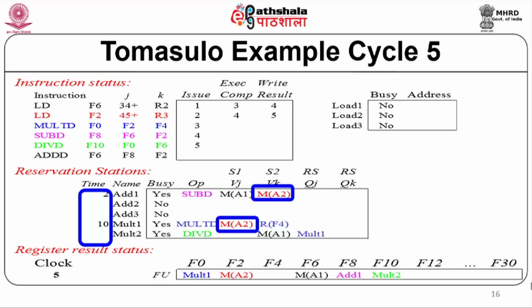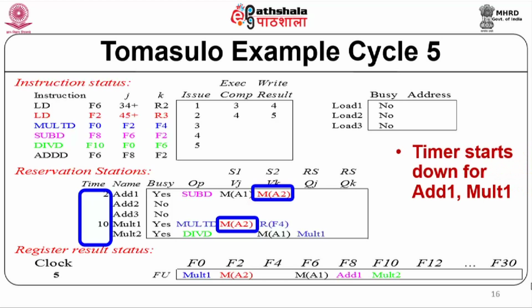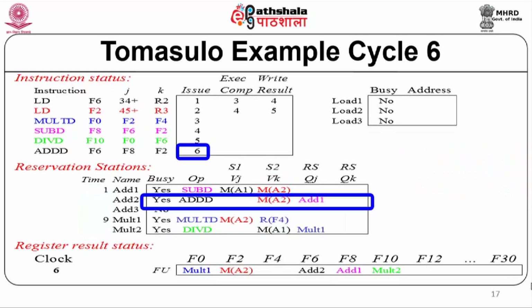Look at the counter that has been indicated here. Because the operands have now become available for the mul and your sub instruction, the latencies have been indicated there. Add has a latency of 2 clock cycles and mul has a latency of 10 clock cycles, as indicated in the example. So the timer now starts counting down for your add 1 and the multiply instruction. Both these instructions have already gone through 1 clock cycle of execution.